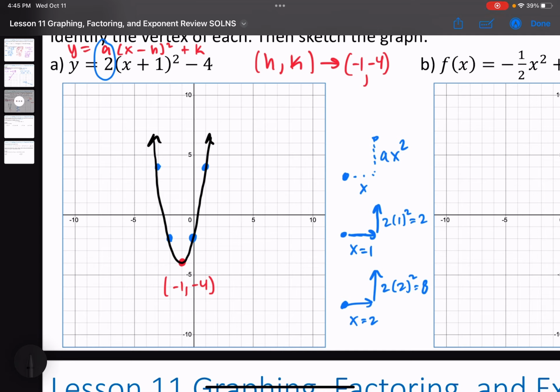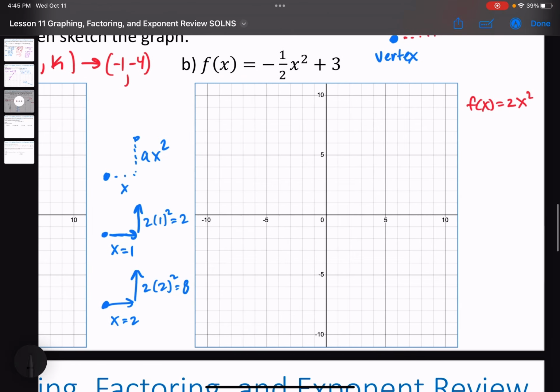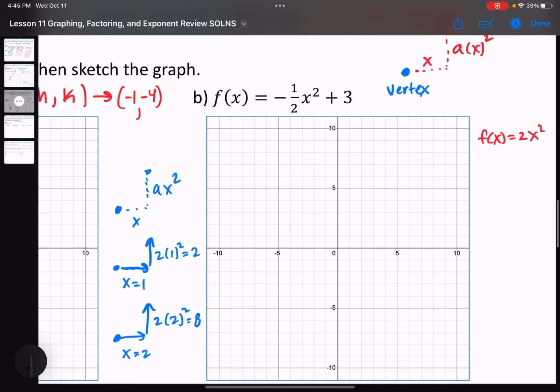Just to recap, if you can find the vertex and you know the pattern, you can graph any function. Let's try this next one. Let's erase some of this stuff, and let's find the h and k for this function. Now I did change it a little bit just to kind of keep you on your toes. We have to find the h and k value for this function.